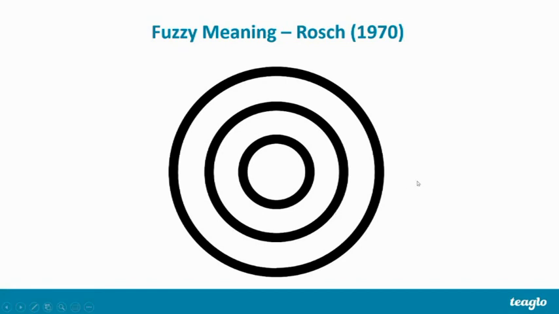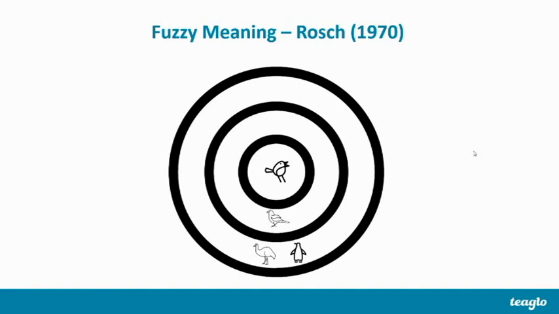So Rosch asked people participating in their experiment to grade birds, like I just asked you to do, from the most bird-like to the least bird-like. So we had a robin deemed to be the most bird-like, the prototypical example. Canaries and bluebirds sort of in the middle, and then penguins and emus were deemed to be the least birdlike.